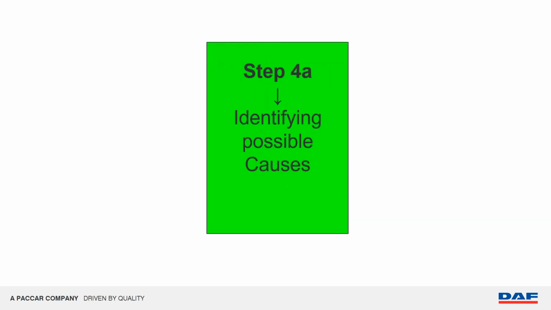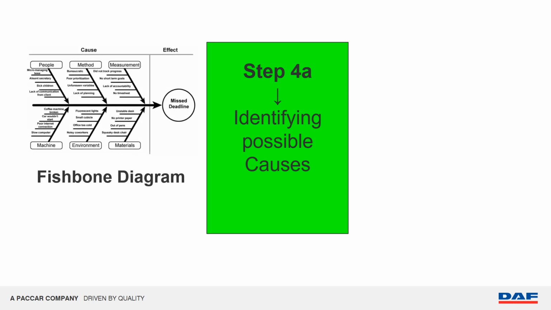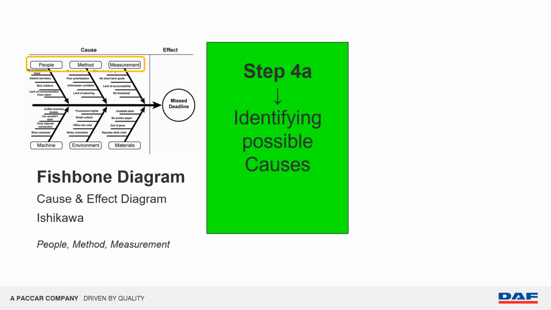The first step within step 4 is identifying possible causes. A visual brainstorm tool to use here is the fishbone diagram, also called a cause and effect diagram or an Ishikawa. Get your team together in a room and use this tool to identify all possible causes in the 6 categories that are commonly used: people, method, measurement, machine, environment, and materials. Then, with your team, collectively vote to identify the most likely cause driving your problem.